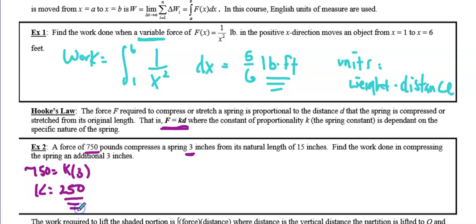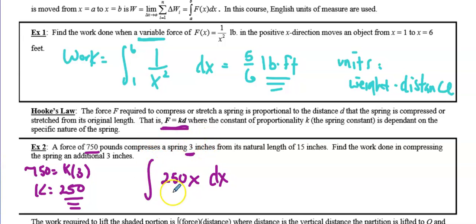So this is our proportionality constant. And what we're going to end up doing is integrating our function. So this is going to be 250x. This is our function now, so we're going to have our k times our x. And then our dx is, again, the distance that we travel. And then our integration is going to go from our initial to our final.